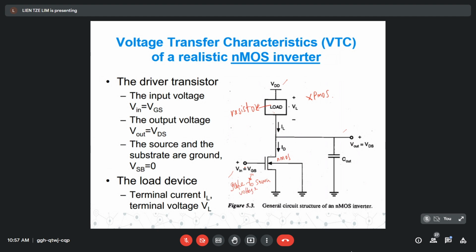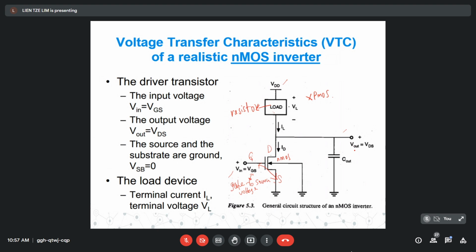Why is it called gate to source voltage? Because this is the gate terminal, this is the source terminal, and this is the drain terminal. It considers the voltage measured between the terminals, here from the gate terminal to the source terminal. This we call the input voltage.